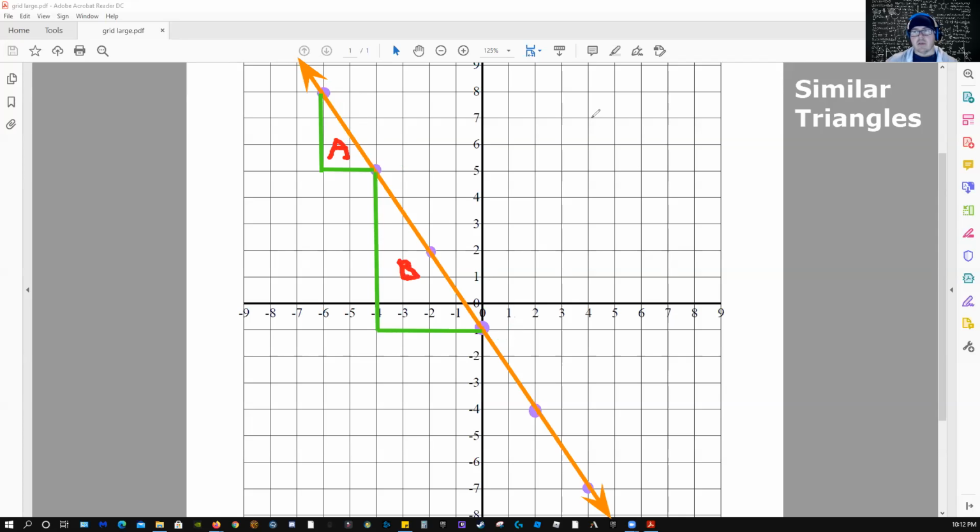So there's a few things that you will notice about them. First, the reason we call them similar is because they have the exact same proportions. For instance, let's look at the rise over run. So triangle A, 1, 2, 3. So this goes down 3 and over 2. So the slope from this section is -3 over 2. That's its slope.